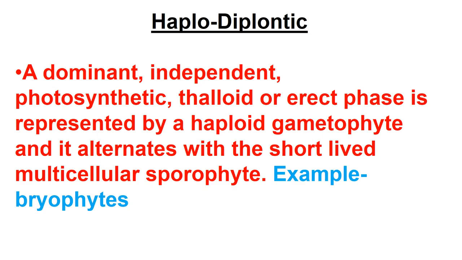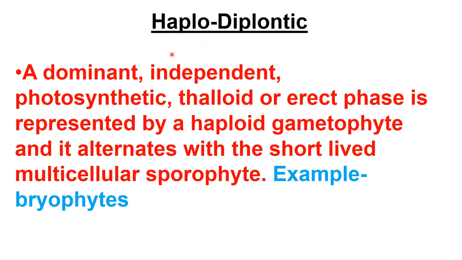Haplodiplontic, as the name indicates, haplo means haploid, diplo means diploid. So we can say both the haploid and diploid phases are multicellular here. It is an intermediate type of condition, intermediate between the haplontic and diplontic types of life cycle. Here both the phases are represented by multicellular structures, but there are two conditions.